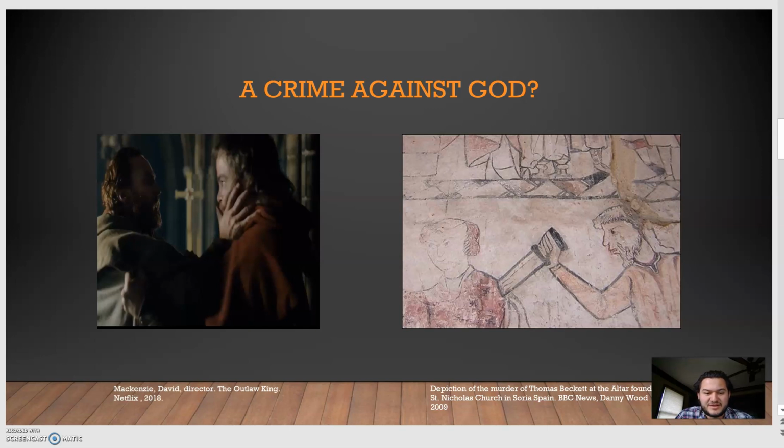You have one man stabbing another man on the altar of the church. Well, on the right it's in the back, and then on the left in the movie it was right through his throat. So very brutal indeed, and maybe not the best actions for Robert the Bruce to take to start off his rebellion.